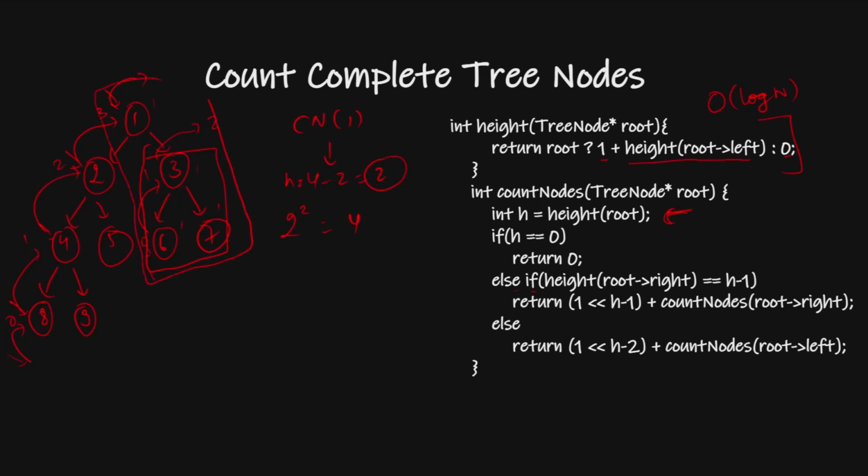Now what I have to do is calculate its left subtree nodes. So I will say 4 plus count node left. It will call count node left, which is 2. Now what will it call? It will again find the height of this. So height of this will be 0, and then it will return. So I can find that it is 3, and height of right is 1.